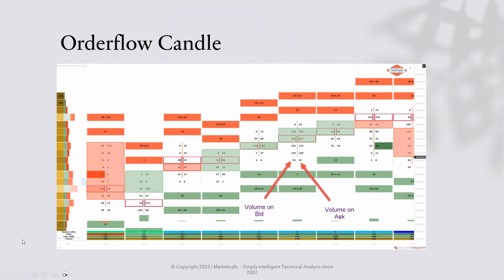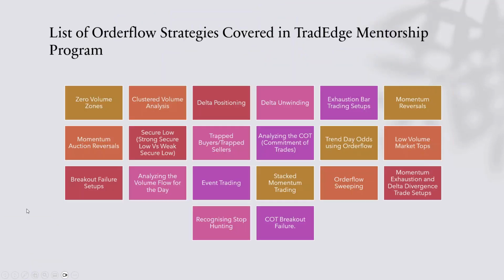Now let's move a little forward. If you ask me what the list of trading strategies is, we have almost 16 strategies we will talk about, particularly zero volume zones, cluster volume analysis. Under cluster volume itself, it is categorized further into 3 to 4 variations. Delta positioning, delta unwinding, exhaustion bar trade setups. Again, under exhaustion bar setups, we classify into 3 categories: momentum reversal, momentum auction reversals, strong secure low, weak secure low, trapped buyer, trapped seller.